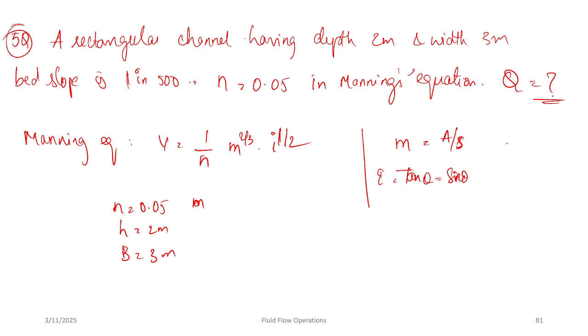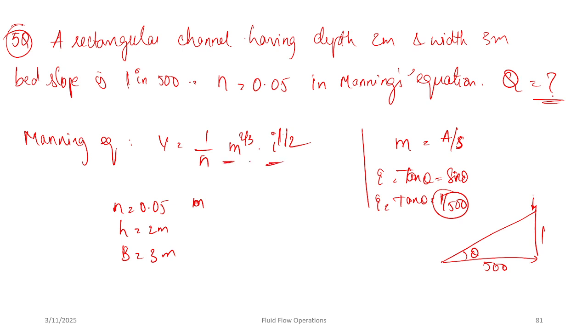Okay, so we were given that bed slope is 1 in 500. That means for every 500 meters that you are going in this channel along the length, you are going 1 meter in the depth. Okay, so we are basically given value of theta. So tan theta will be 1 by 500. So you can directly take this as value of I. Okay, so we have value of I.